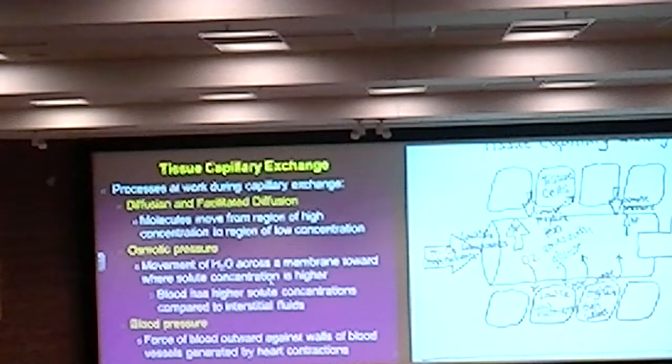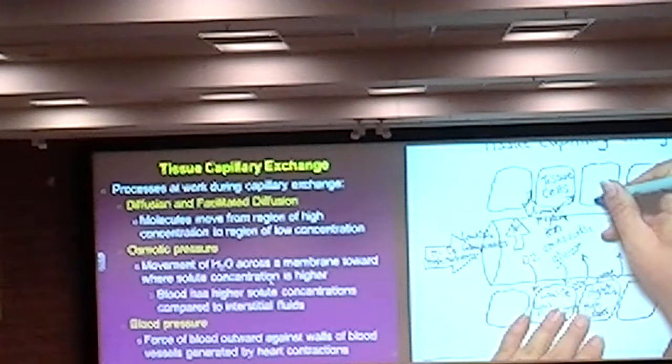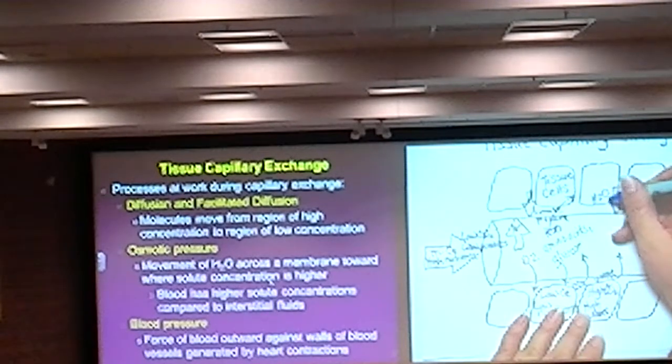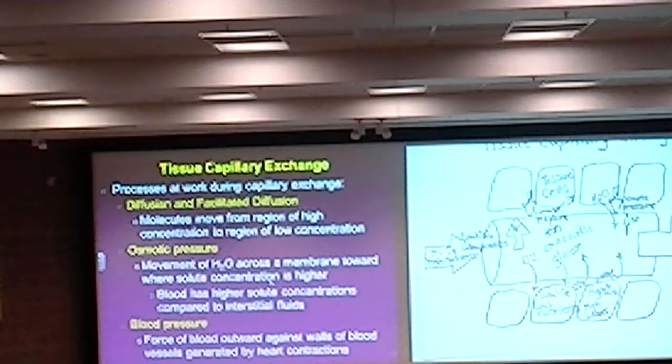Now on the other end of the capillary, you've still got osmosis. That's working at about the same strength, but blood pressure has dropped. Which one looks like it's going to be the stronger force now? Kind of looks like osmosis is going to win the war this time, right? So down here on this end, water gets pushed back in. Why?